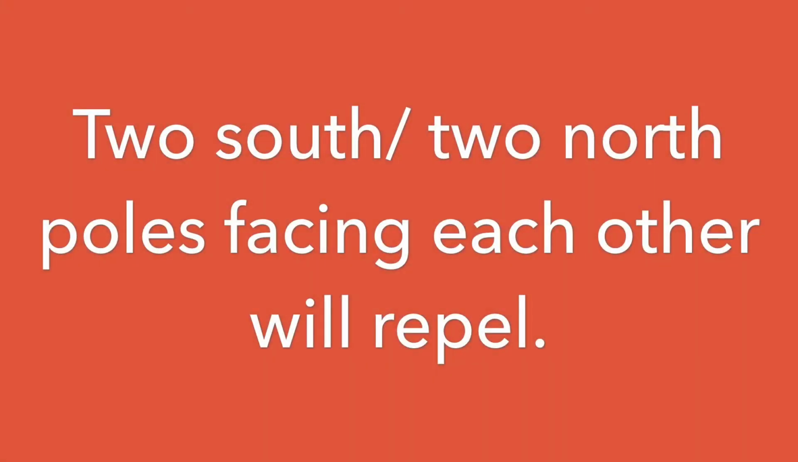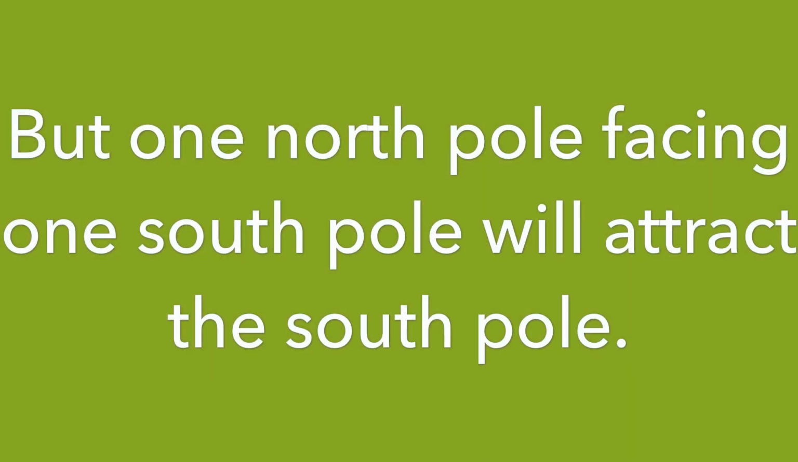When 2 magnets have the same poles facing each other, they'll repel. But when one magnet has a north pole and the other magnet has a south pole facing each other, they'll attract each other.